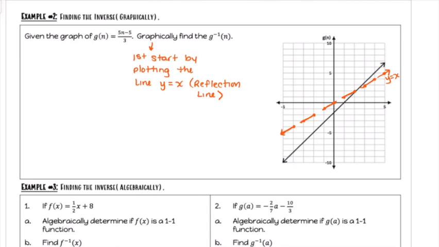And I'm always going to label it. So this is my y equals x line. That's my reflection line. So how are we going to find the inverse? What we do, just think of this numerically. What happened to each of these points? The original points get swapped to the other side. So what I'm going to do is find some nice points within my line.